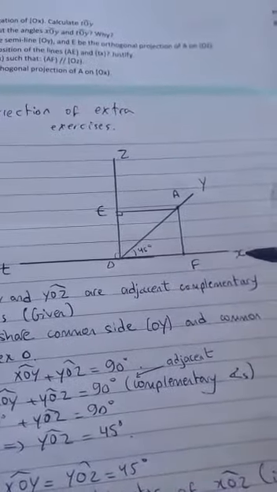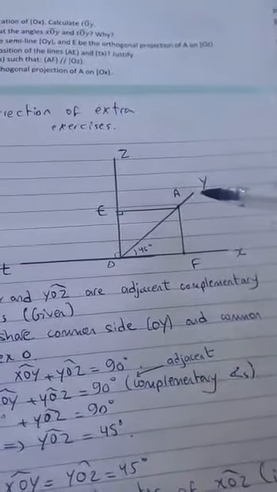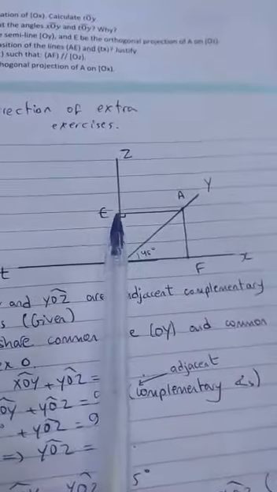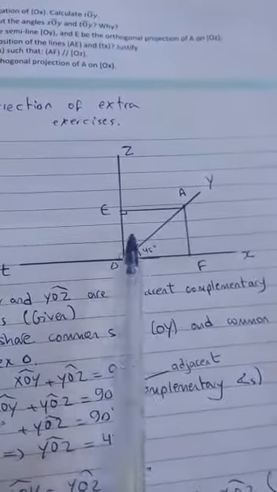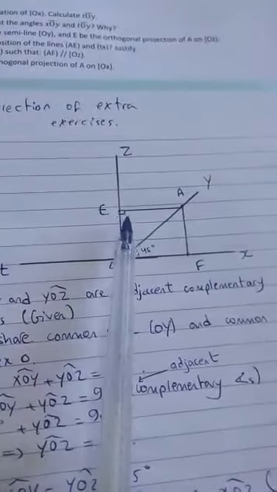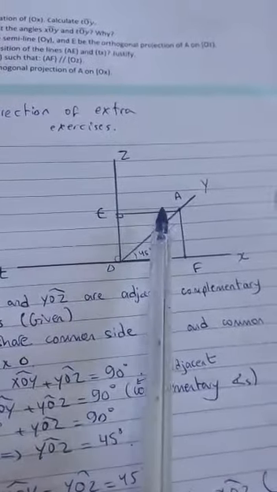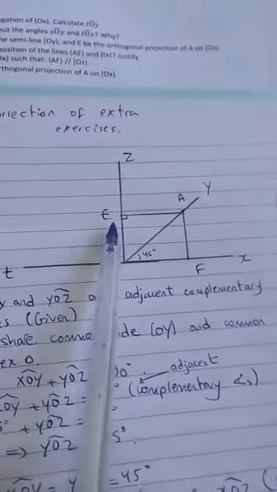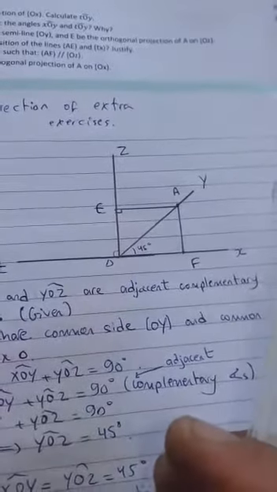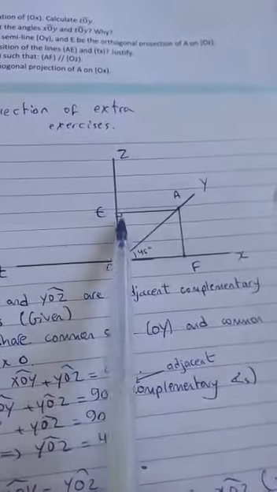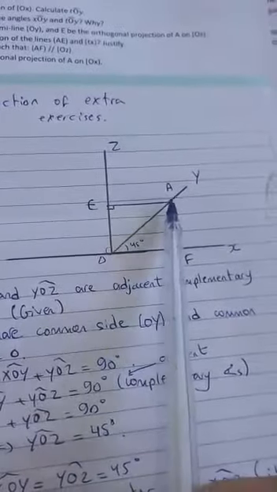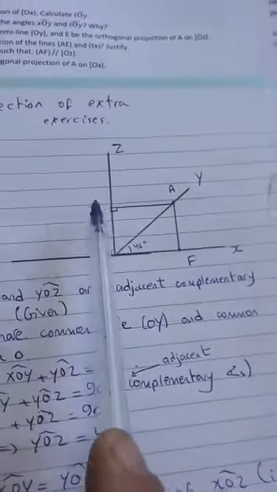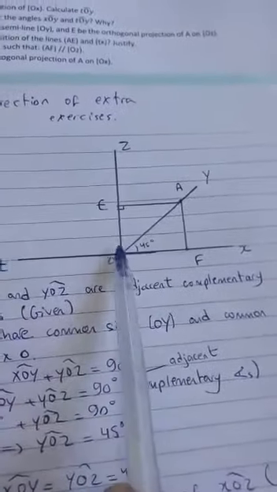They asked us to put point A on the semiline OY, and E is the orthogonal projection of A on OZ. Don't forget, E is the orthogonal projection of A on OZ, meaning EA is perpendicular to OZ at E. The word ortho means 90 degrees, meaning right. The projection from A to OZ is at a right angle at E.